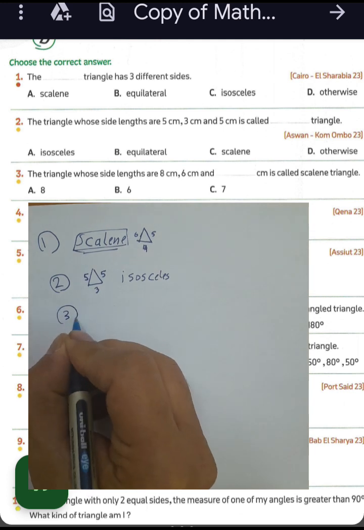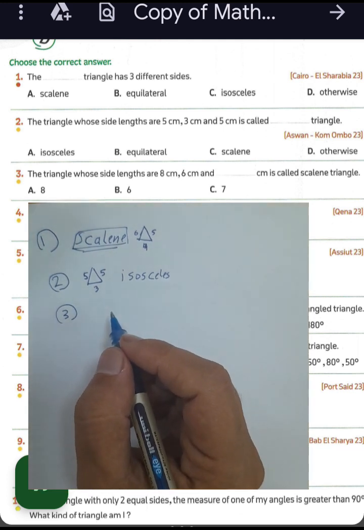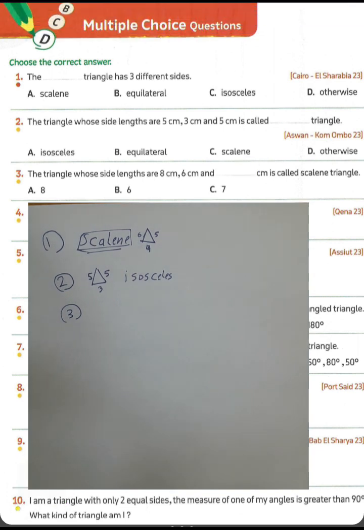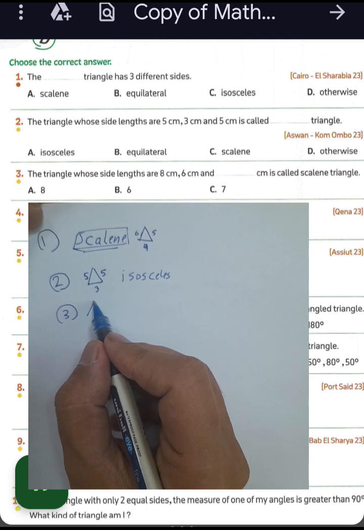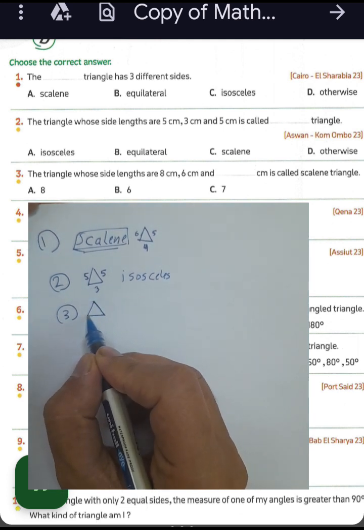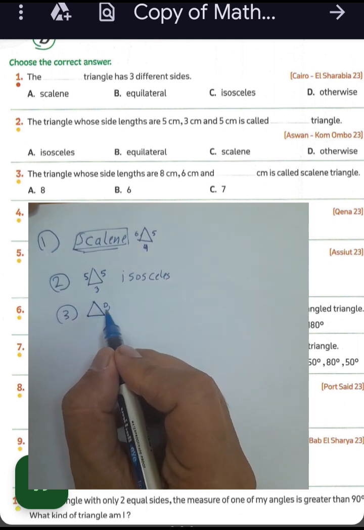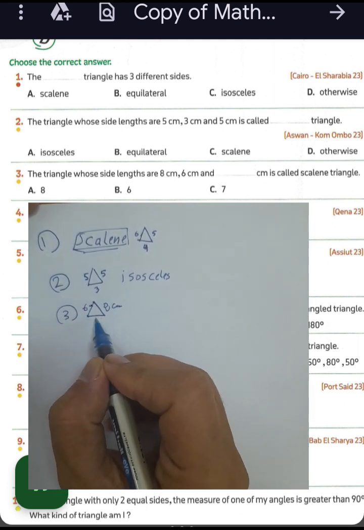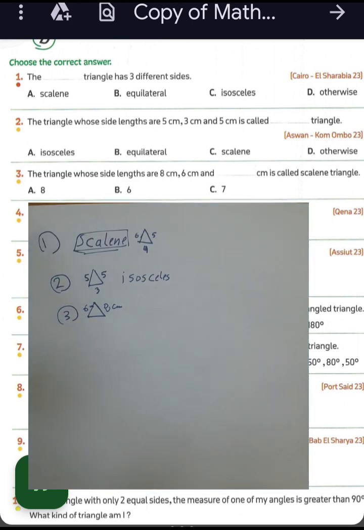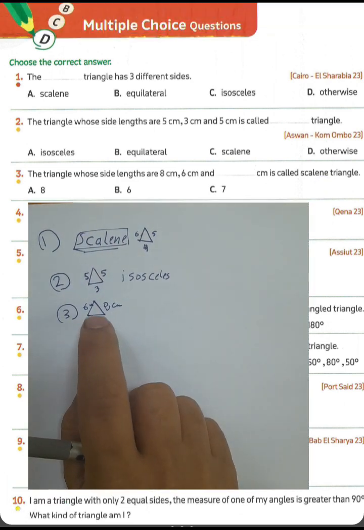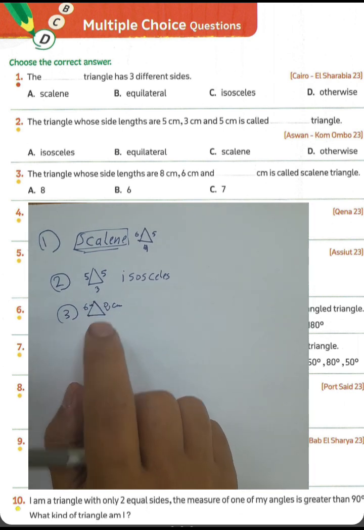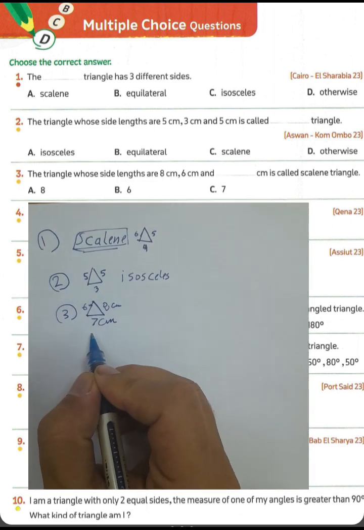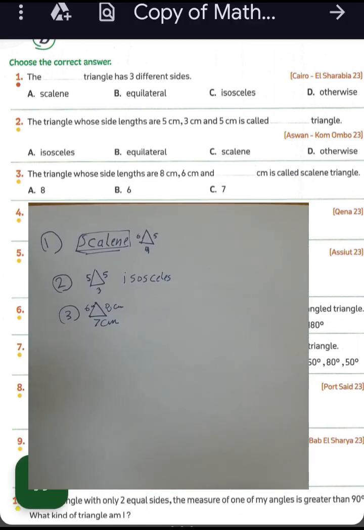Question number 3. The triangle whose side lengths are 8, 6 and blank centimeters, we call it scalene. Scalene means all sides are different. We have 8 centimeters and 6 centimeters, and the triangle is scalene, so the third length will be different from the first and second. We can choose letter C, 7 centimeters. Why? Because he tells us it is a scalene triangle, meaning all sides are not equal in length.